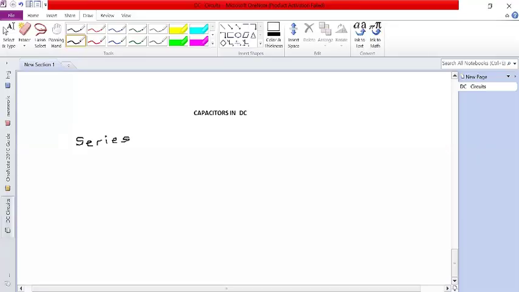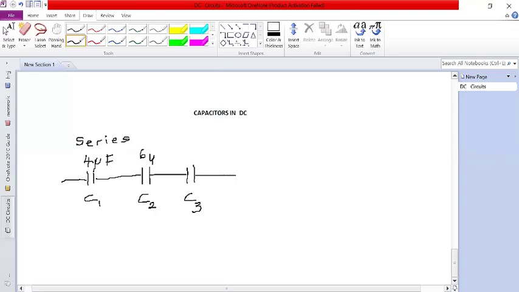So for capacitors connected in series, this is the symbol of a capacitor. This is capacitor 1, which is C1. Then we have another capacitor, which is C2, and another capacitor, which is C3. The SI unit for capacitance is the farad, but it's too large for regular values, so normally we work with microfarads. Here C1 is going to have 4 microfarads, C2 is going to have 6 microfarads, and C3 is going to have 2 microfarads.